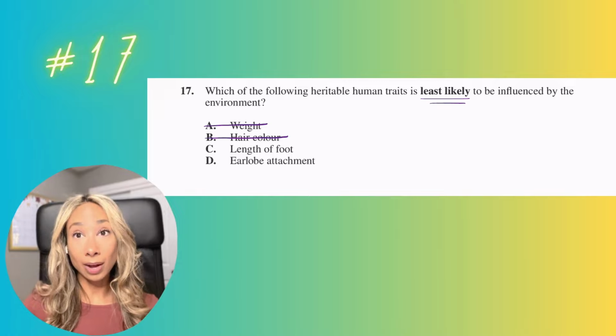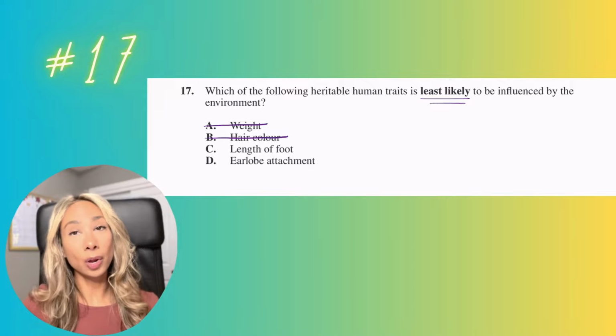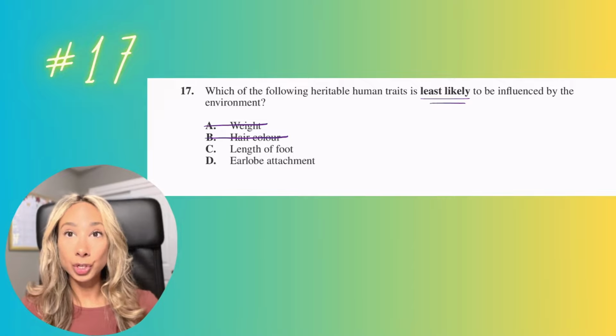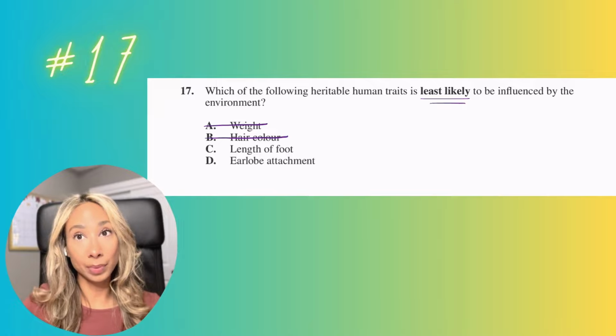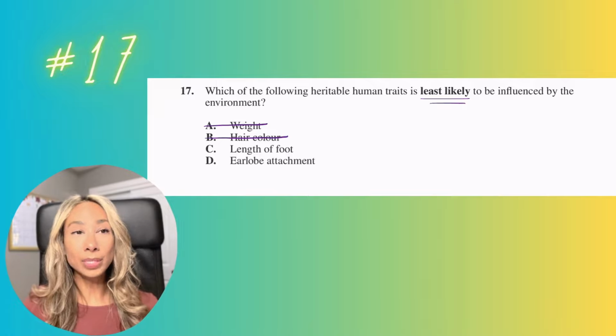So in places where that's not the case, they may show signs of, I don't want to say stunting, but they just may not grow as much as they should because they don't have access to some of the same resources in terms of food. So that one can be influenced by the environment.